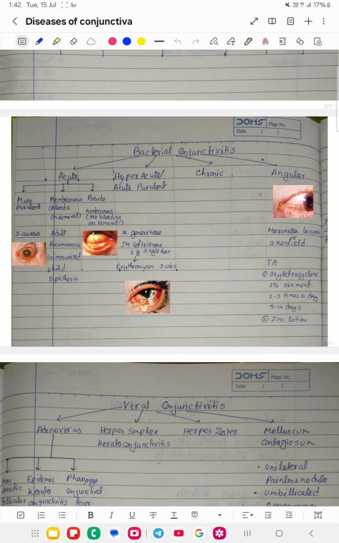Now the hyperacute or acute purulent conjunctivitis is due to Neisseria gonorrhoeae, and in treatment we use intramuscular ceftriaxone 1 gram single dose, followed by erythromycin continued for 2 weeks. Now if we see angular conjunctivitis, it is due to Moraxella lacunata or Morax-Axenfeld. Treatment includes oxytetracycline and zinc lotion.